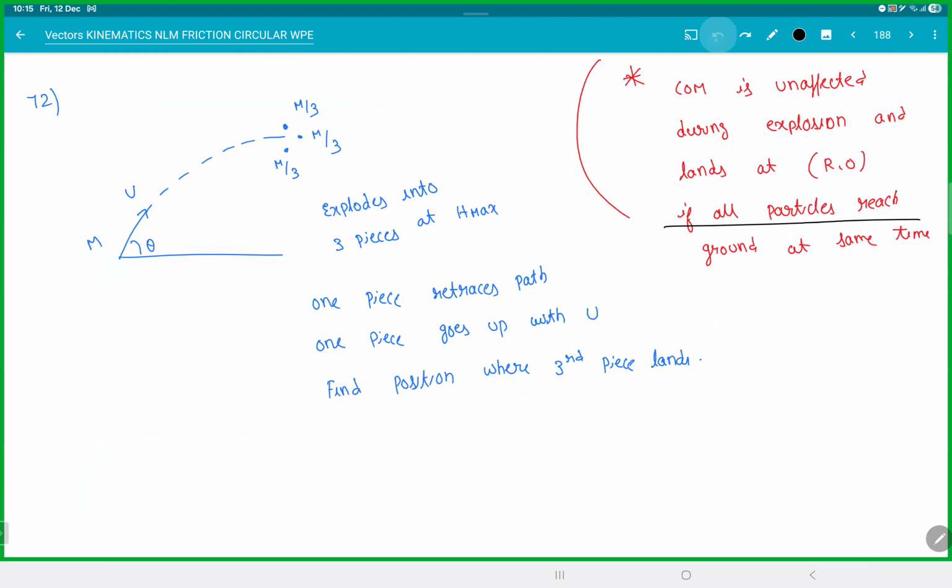But even if one particle reaches the ground first, you can't use this method. Because the moment it hits the ground, there's an external force on the system, so the center of mass will not continue in the same path anymore. How to do this thing?